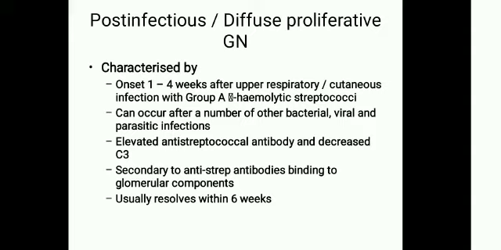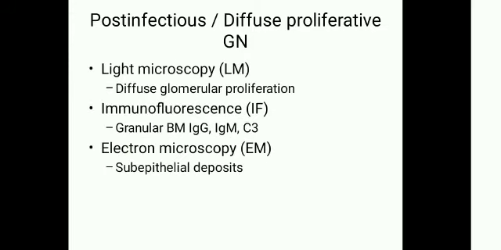What is happening here? There will be increased anti-streptococcal antibodies, and also there will be decreased C3 or complement levels. Okay, so this is the characteristic feature. And these anti-streptococcal antibodies, what do they do? They will go and bind to different glomerular components, and that results in glomerular injury. Okay, and usually this episode will go within 6 weeks, or in a few months it will resolve. Okay, so what are the features?